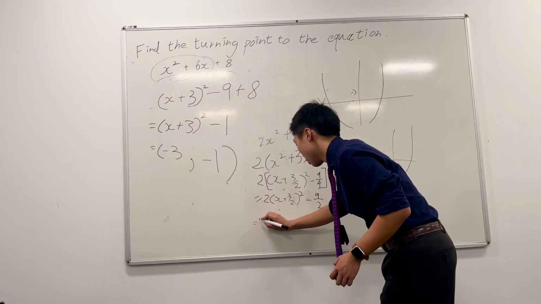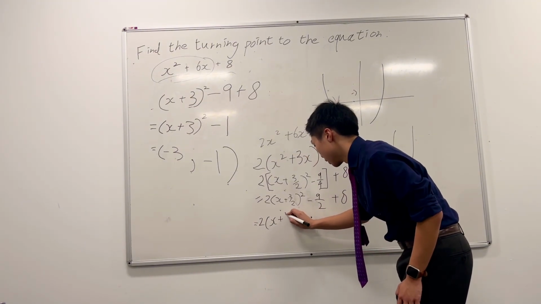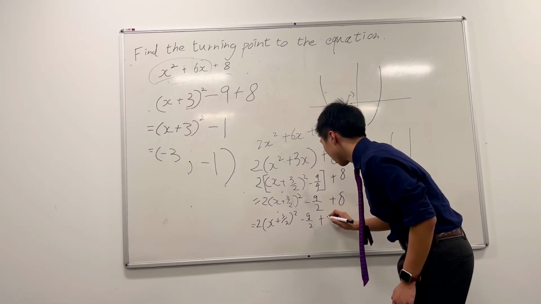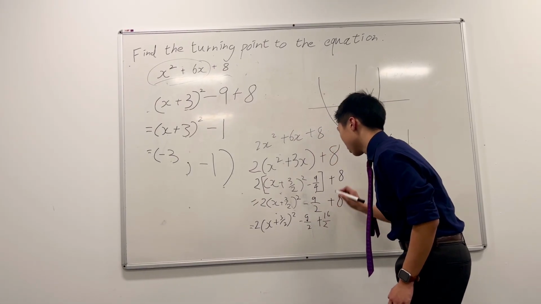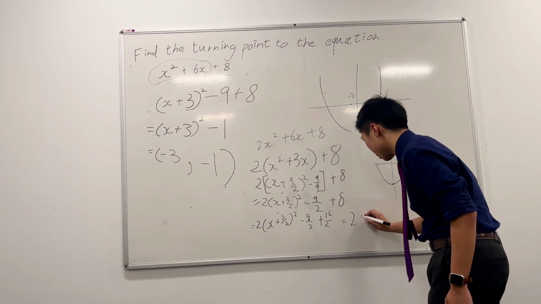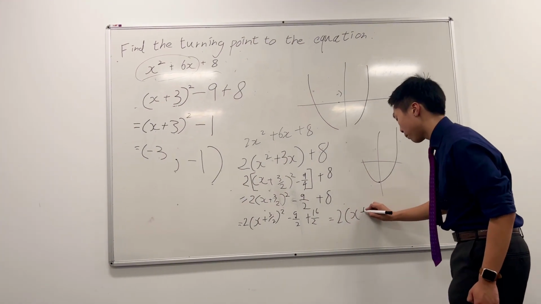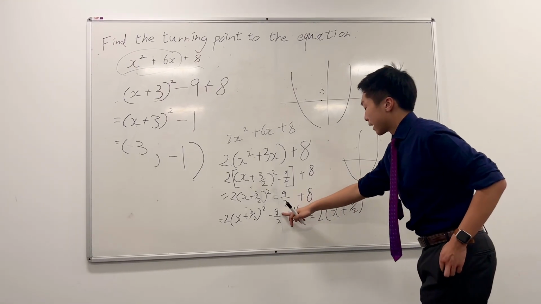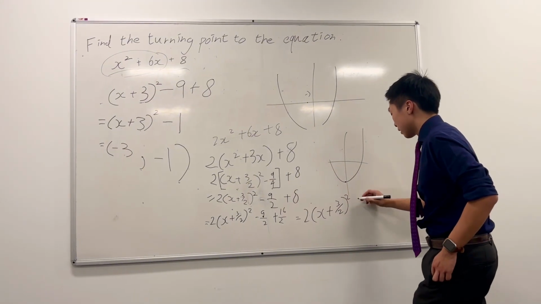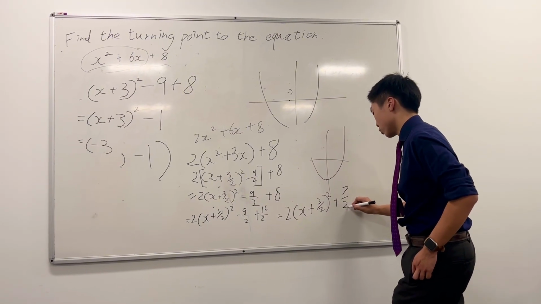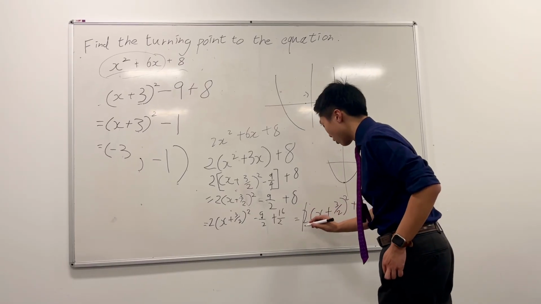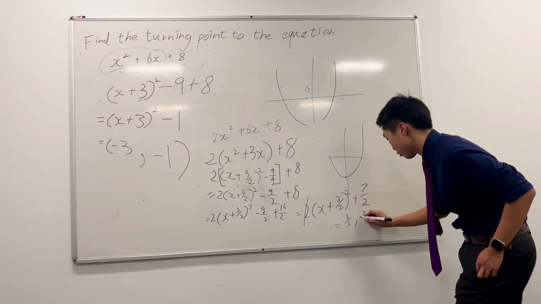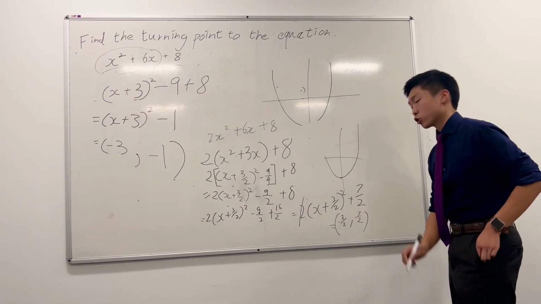Right? So 2 times x plus 3 over 2 squared minus 9 over 2 plus 16 over 2. So that means your final answer would be 2 times x plus 3 over 2 squared, and negative 9 plus 16, that would be 7 over 2. And you don't need to worry about that 2 from now on, because your answer would just be negative 3 over 2, 7 over 2. That is your turning point.